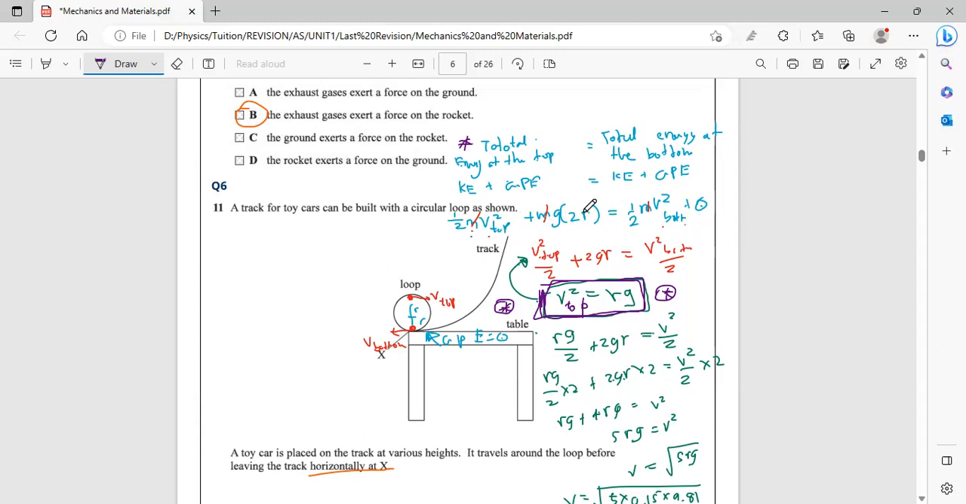So m is common, so m can be cancelled out. And v top squared is equal to rg. You should be able to derive it, but since we can't do it, I'm giving it to you. It should be rg, so v top squared is rg. So we substitute that value here.